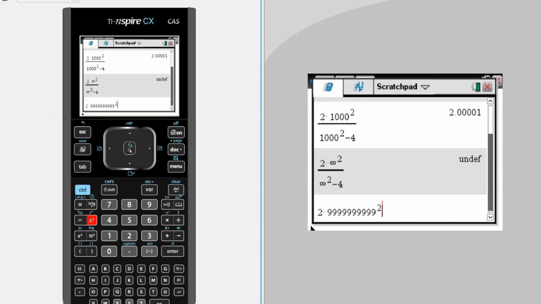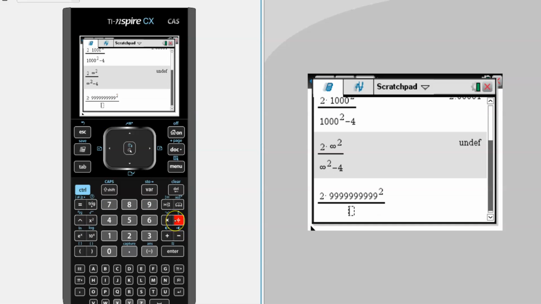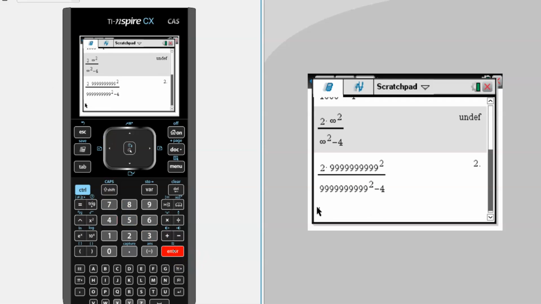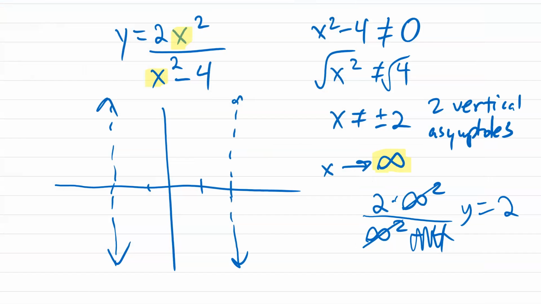So I'm going to simulate infinity by putting in a big number. 10 squared minus 4. Really close to 2, okay? That 4 is insignificant. That 2 matters. You still have twice as much. So what that does is it gives me an asymptote at y cannot equal 2.